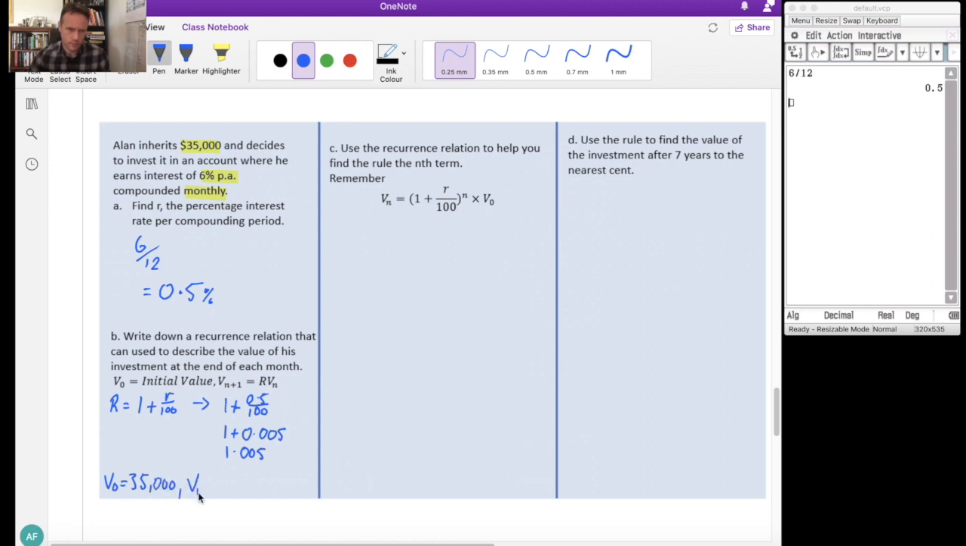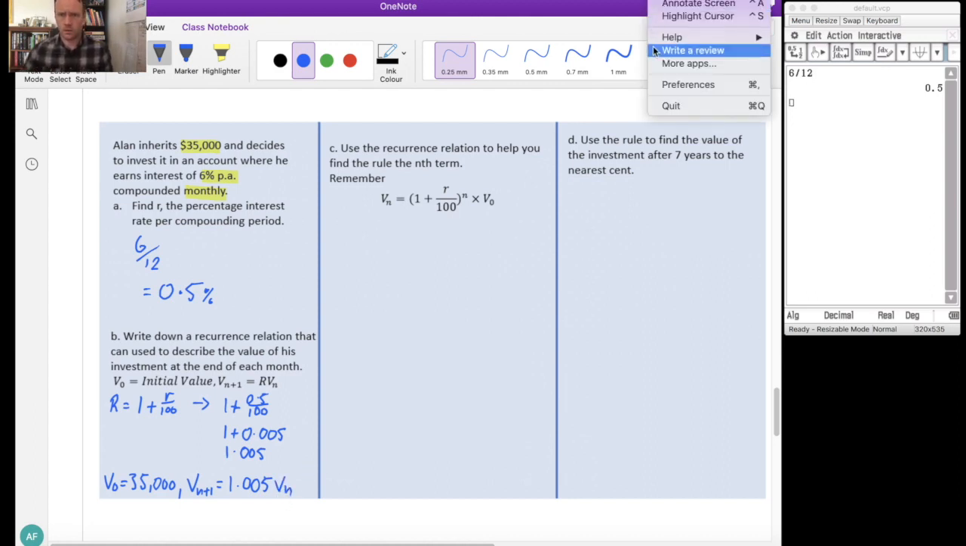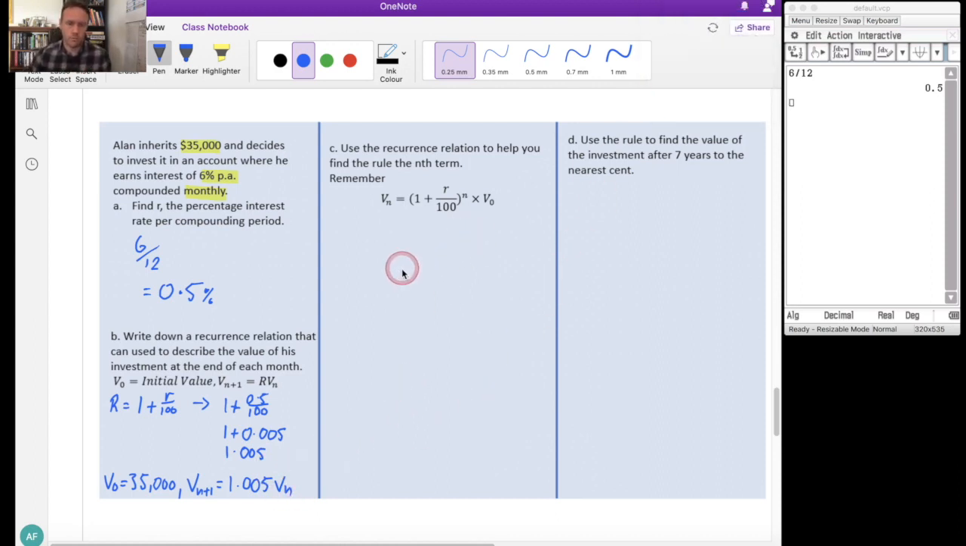Okay. So to write the recurrence relation in full, we have V0, the first value, is $35,000, and Vn plus 1 is equal to 1.005 Vn. Okay, so that's our recurrence relation. Now we can use that to help write our rule.